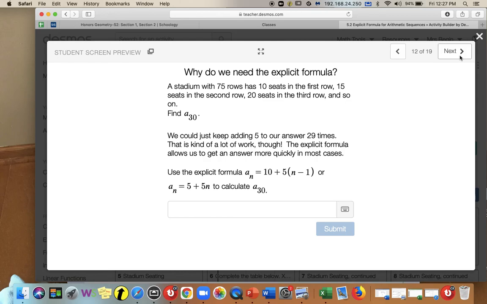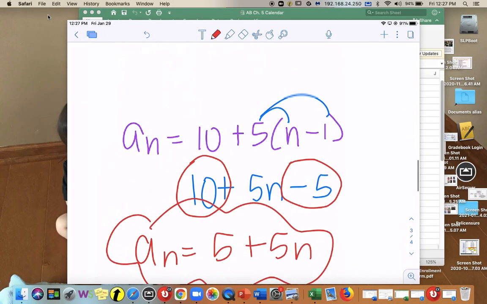So that's what we use the explicit formula for. To calculate a sub 30, we're going to plug in a 30 for n and solve. So that's what I'll do, and we can plug either into Muna's equation or the original. I'll just use the original equation. Muna's is probably faster though.